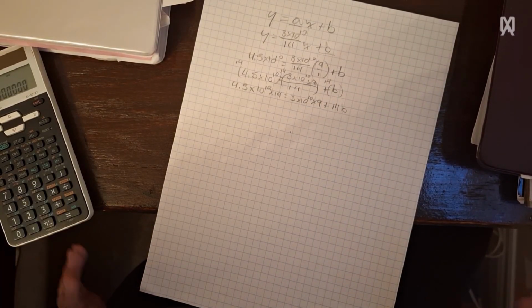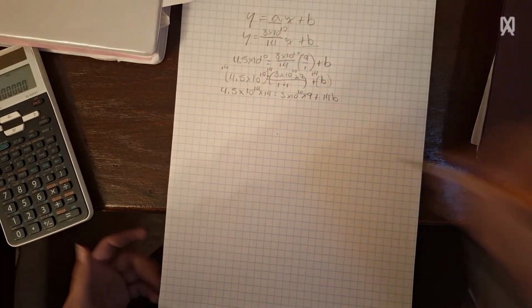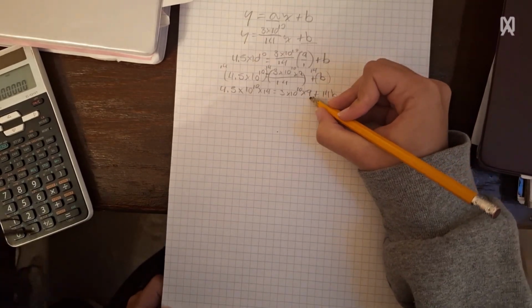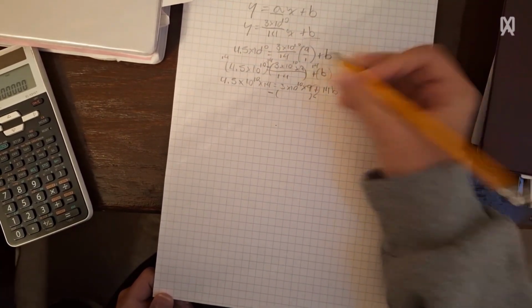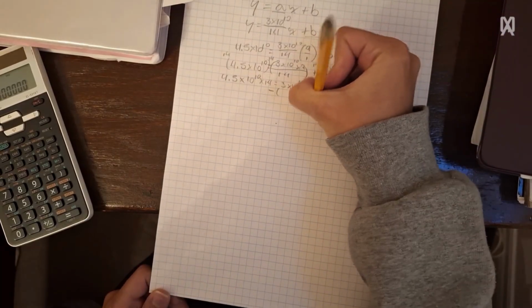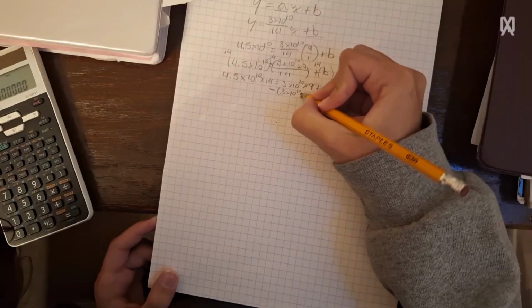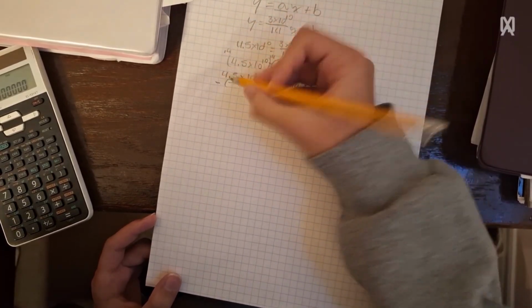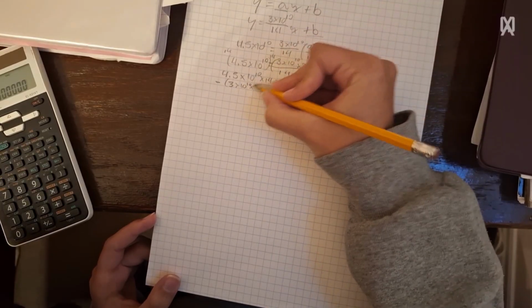And now I want to get everything that's not a b onto this side. So what are we going to do? We're going to minus all of this, because there's a plus sign right here. And the opposite of plus is minus. So minus 3 times 10 to the power of 10 times 9. Let's move it on to this side. 3 times 10 to the power of 10 times 9.